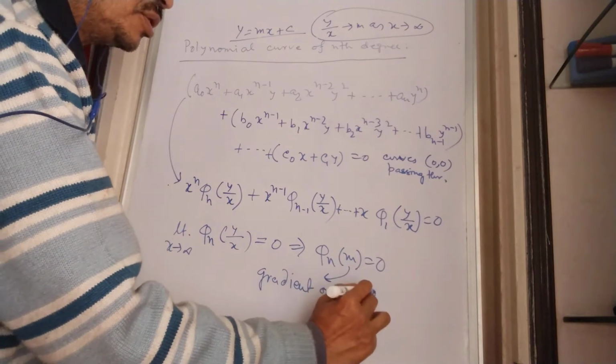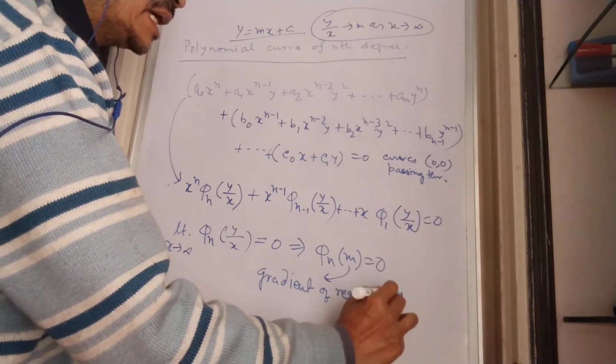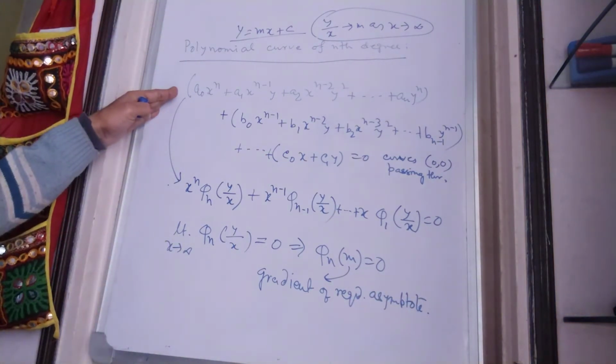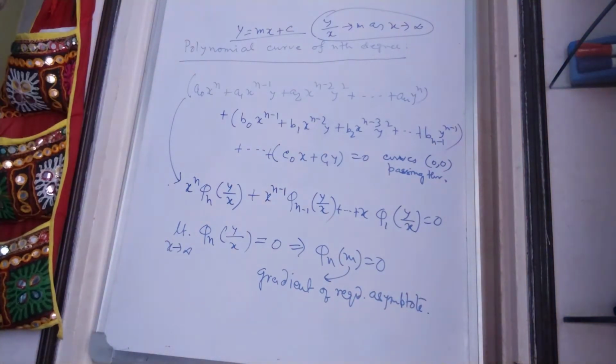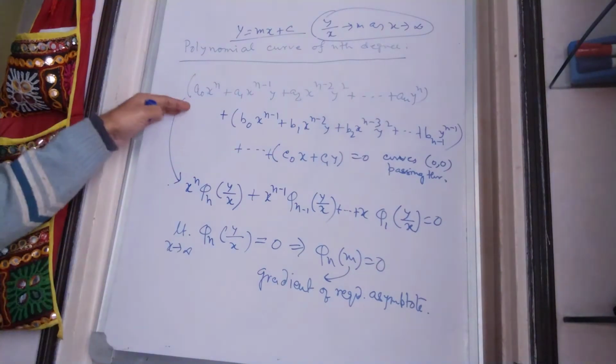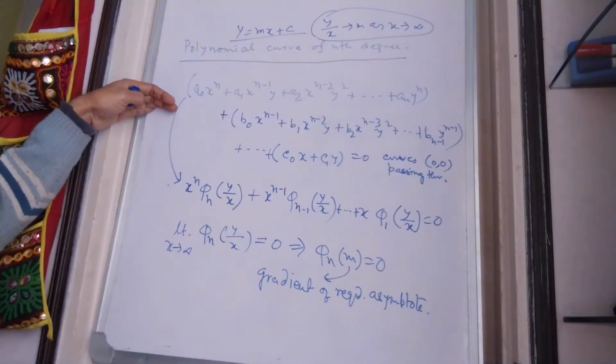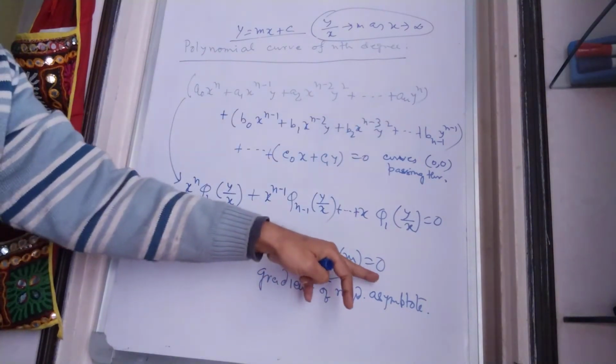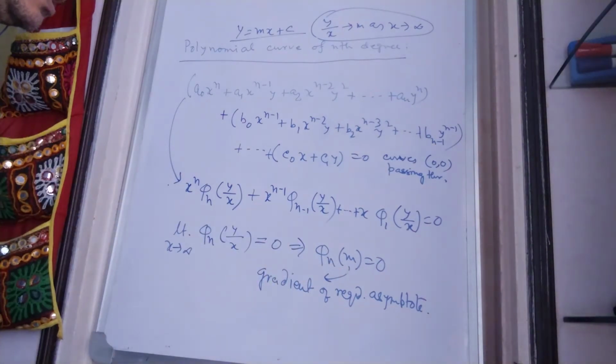So, if we have a polynomial of nth degree, then we can simply put y by x equal to m in the highest degree terms bracketed within, and this phi n m equal to 0, the roots of this equation give us all the possible required asymptotes.